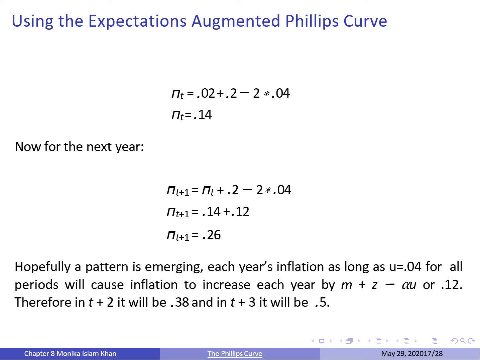A pattern is emerging, and as long as unemployment is 4%, each year's inflation will cause the next year's inflation to increase by this value because it's fixed, or 0.12. Therefore, in year t plus 2, your inflation rate will be 0.38, and in t plus 3, it will be 0.5.